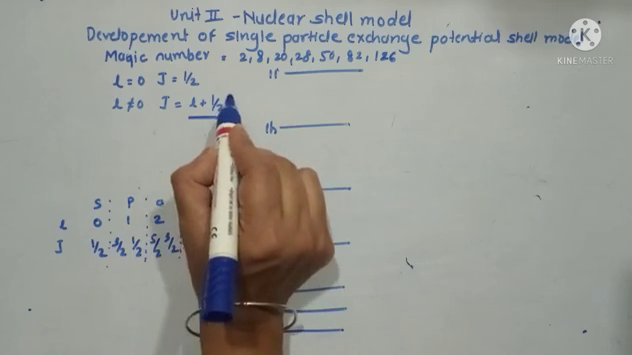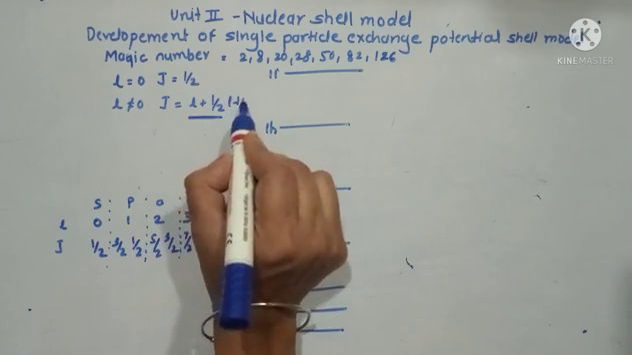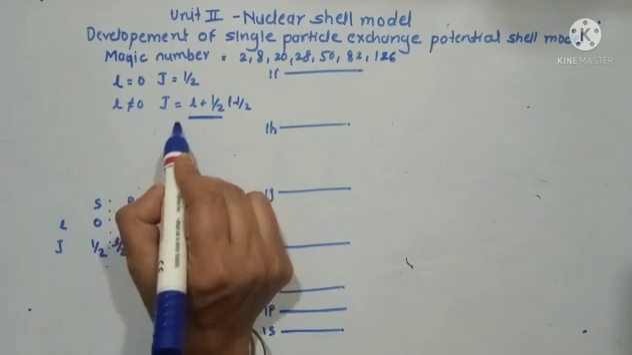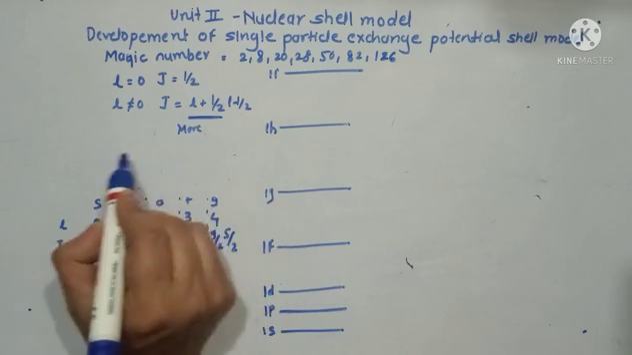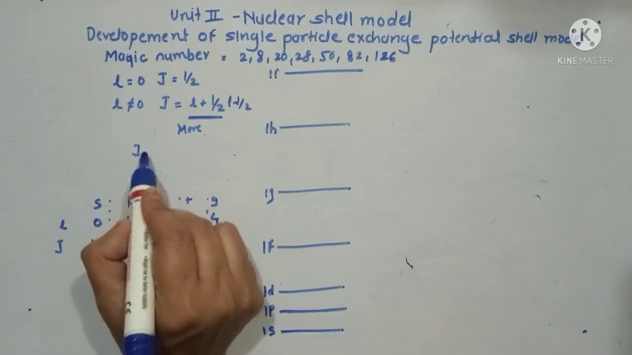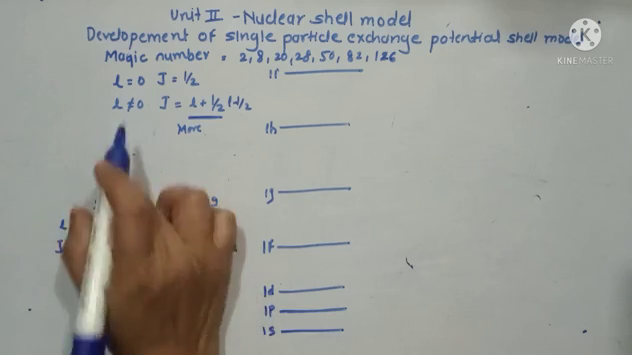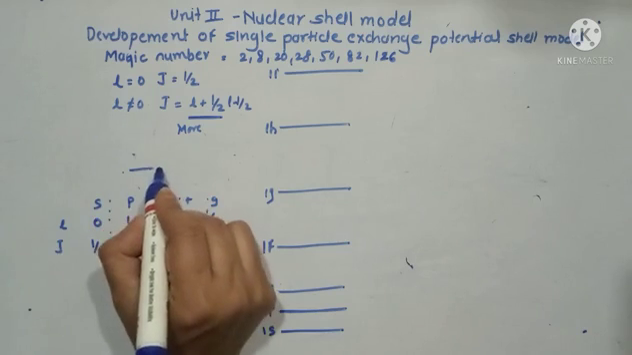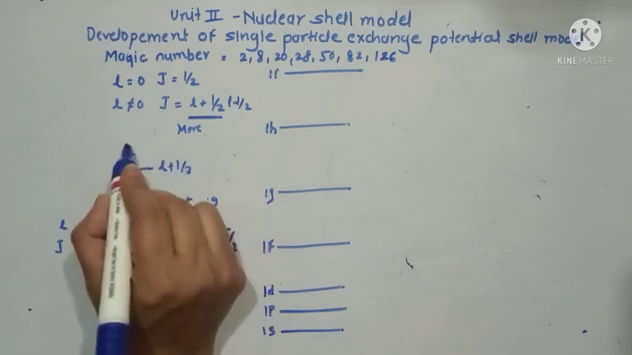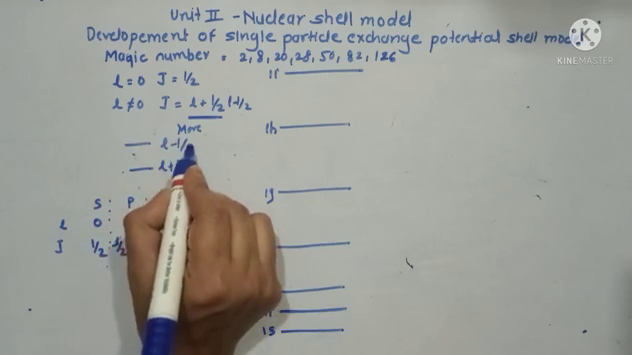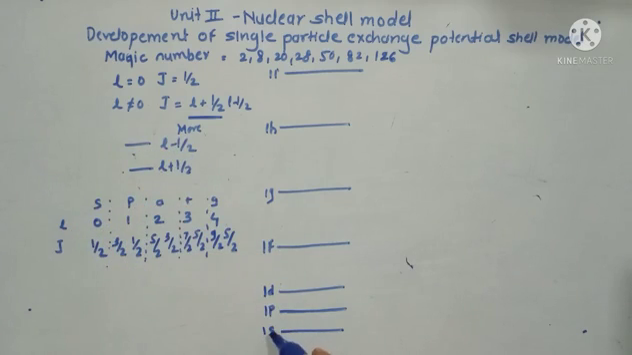So it will be L minus 1/2, and this is more stable, and therefore this J = L plus 1/2 will be shifted downwards. So first write down these energy levels.